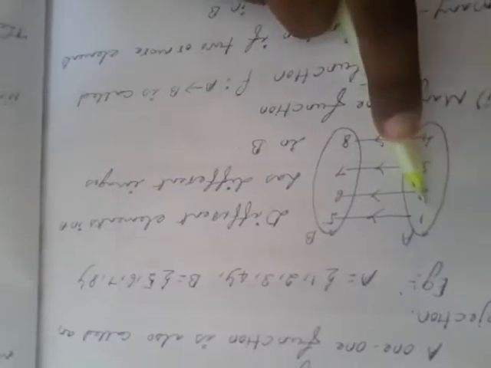For example, set A has the different elements 1, 2, 3, 4, and B has the different images 5, 6, 7, 8. Each and every element is connected to only one element of the other set. One element is not connected to more than one element. So this is called a one-one function.